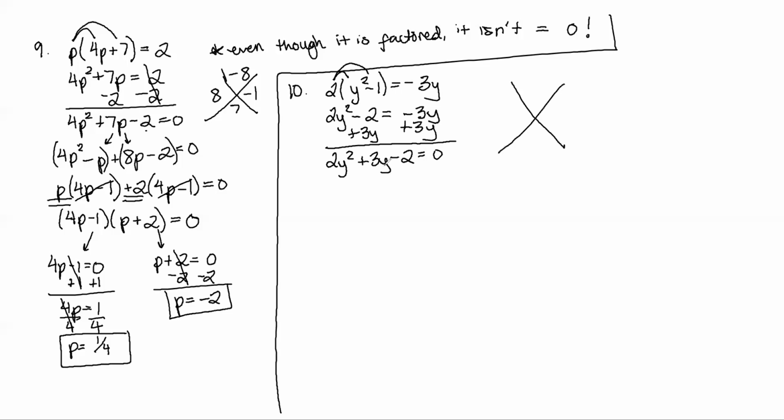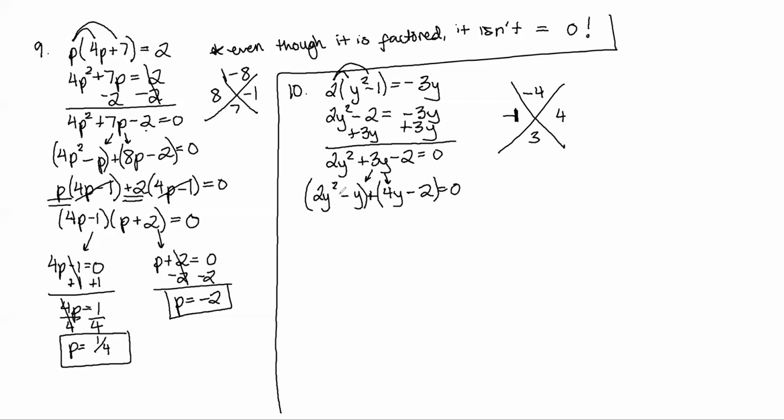Big X, because we have 3 terms, multiply to negative 4, add up to 3. So we're going to need a 1 and a 4. The 1 has to be negative. So let's go ahead and split our middle term. Keep the 2y squared. I'll put the negative 1 first, so negative y plus 4y minus 2 equals 0. Group the first 2, group the last 2.